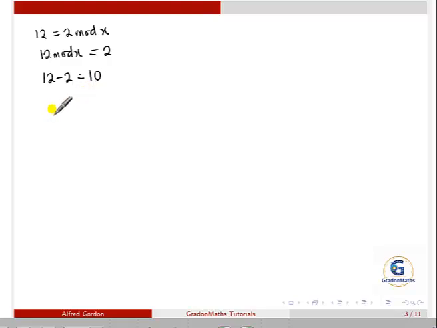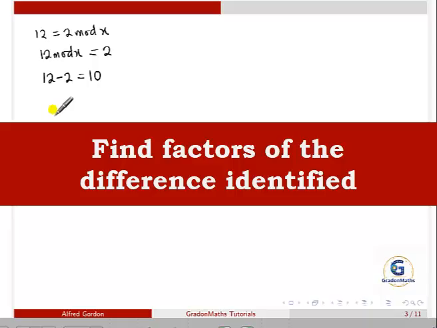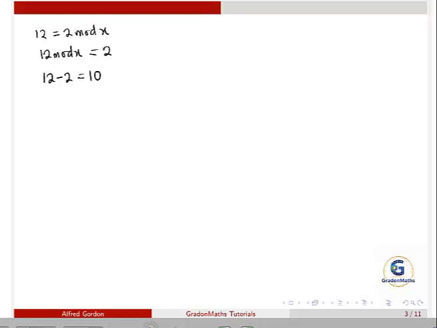Now the next step is to find all the factors of the difference identified. The difference identified here is 10, so we find the factors of 10. The factors of 10 here are 1, 2, 5, and 10 itself. Here the factors means numbers that can divide 10 exactly, without any remainder.